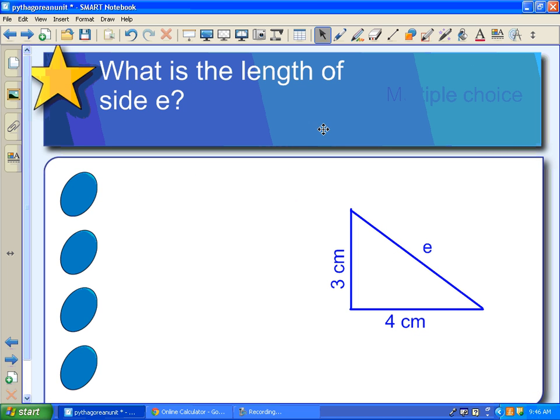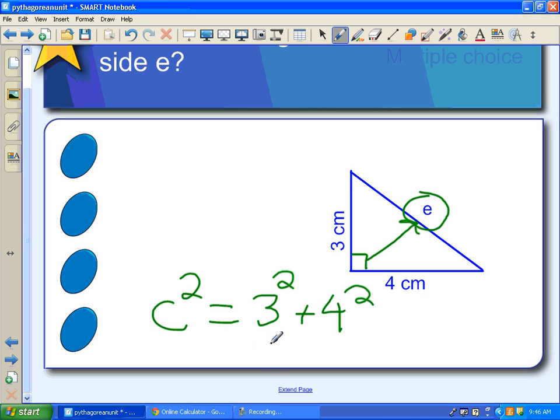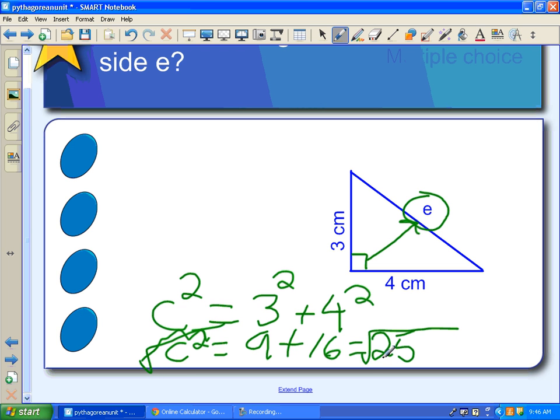Looking at this side, what's the length of this side E? Of course, that is the hypotenuse because there's your corner. So this is really c squared. So just plug it into your formula. C squared equals a squared, which is 3 squared, plus 4 squared. And what do we get then? 9 plus 16 equals 25. So c squared equals 25. Just take the square root of each side, and the answer is c will be 5.